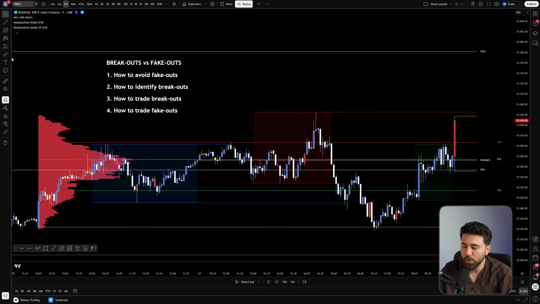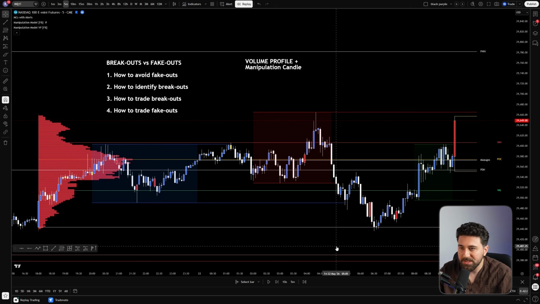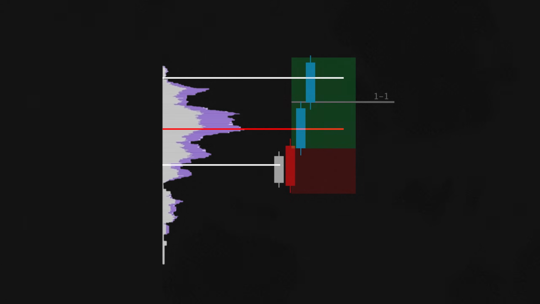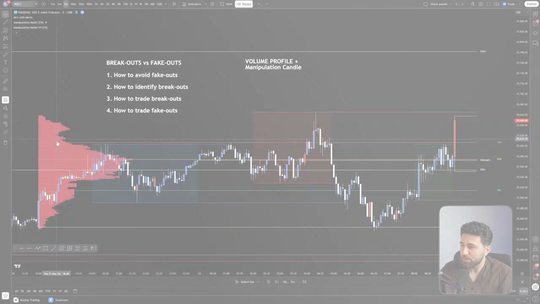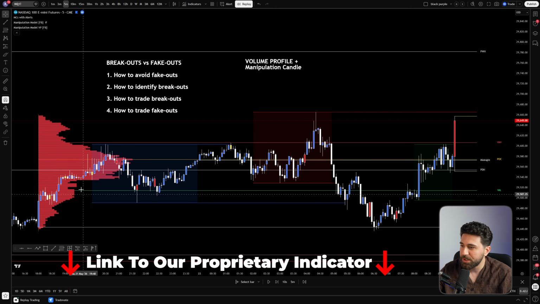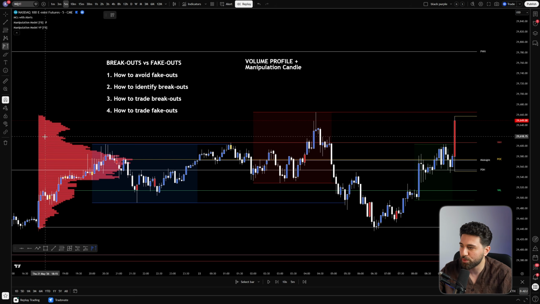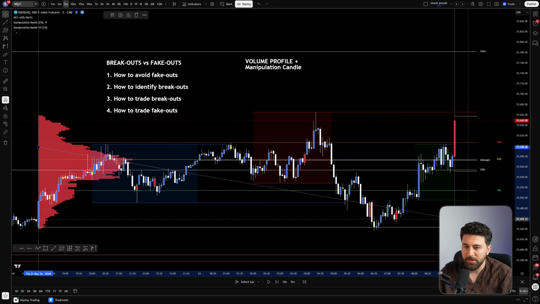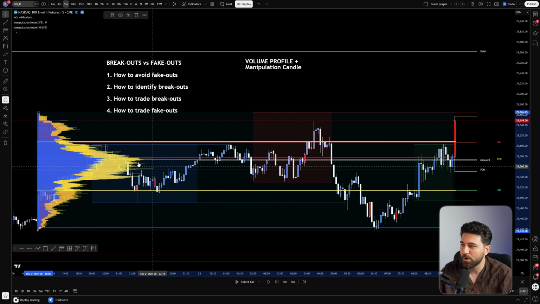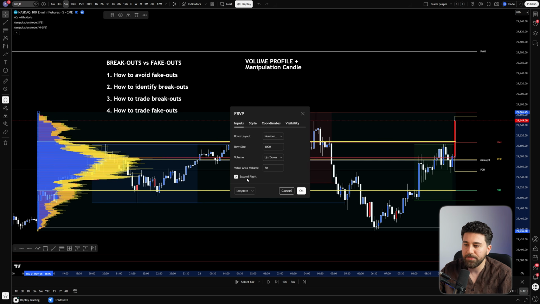And for this, we're going to use the volume profile and the manipulation candle, because there are going to be some parameters that we want to see on the volume profile, and then align this with the manipulation candle to take the setups. So now this is with my proprietary indicator, but if you don't have it, right here when you have your long and short positions, you can choose the fixed range volume profile. You can click it once and then twice to the price point where you want it, and then what we'll do is we will have it on extend right, and these are my exact settings.